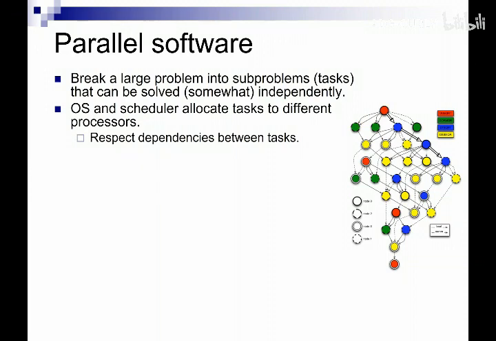So whenever we have an arrow between two tasks, that indicates that the tail of the arrow needs to be solved before the task at the head of the arrow. So when we allocate these tasks using the operating system or the scheduler, we need to do so in a way that respects these dependencies between the tasks.